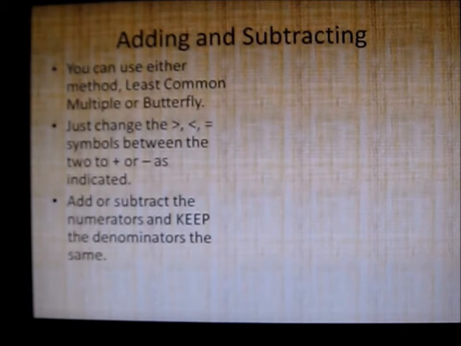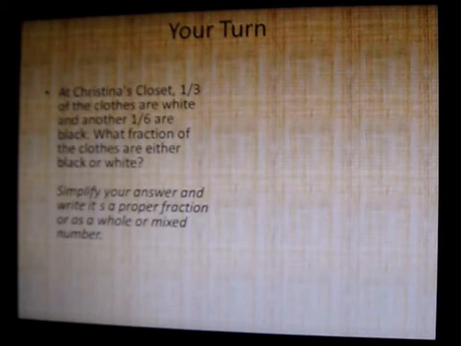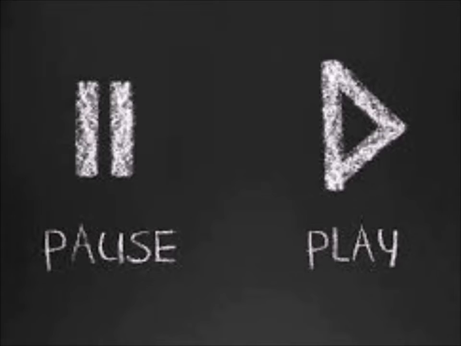Add or subtract the numerators and keep the denominators the same. Now it's your turn. At Christina's closet, 1/3 of the clothes are white and another 1/6 are black. What fraction of the clothes are either black or white? Simplify your answer and write it as a proper fraction or as a whole or mixed number. Here are the steps. You can pause the screen now.